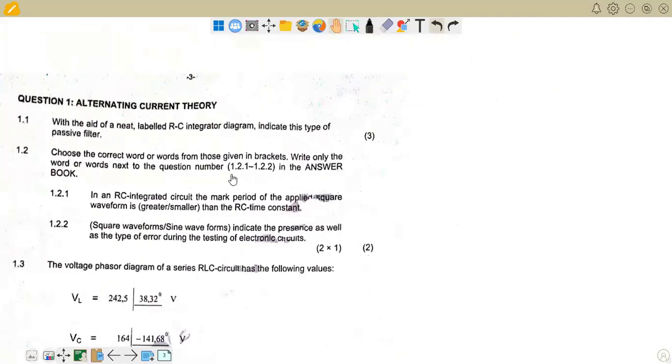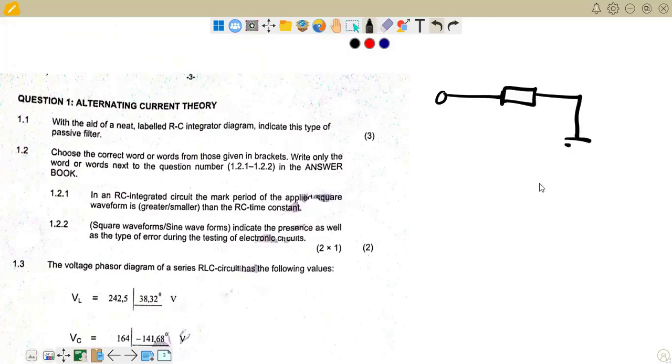Question number one: with the aid of a neat labeled RC integrated diagram, indicate this type of filter, passive filter. By the way, that's a low pass filter. So I will just quickly draw the diagram here, how it's supposed to look. Then we have our resistor connected in series. Then we have our capacitor connected in parallel, right? And then this marks the VC on this side.